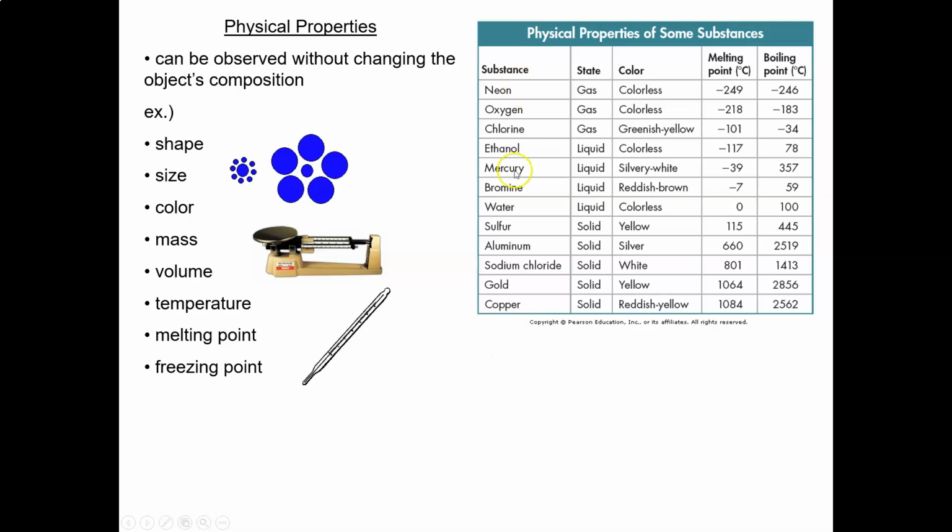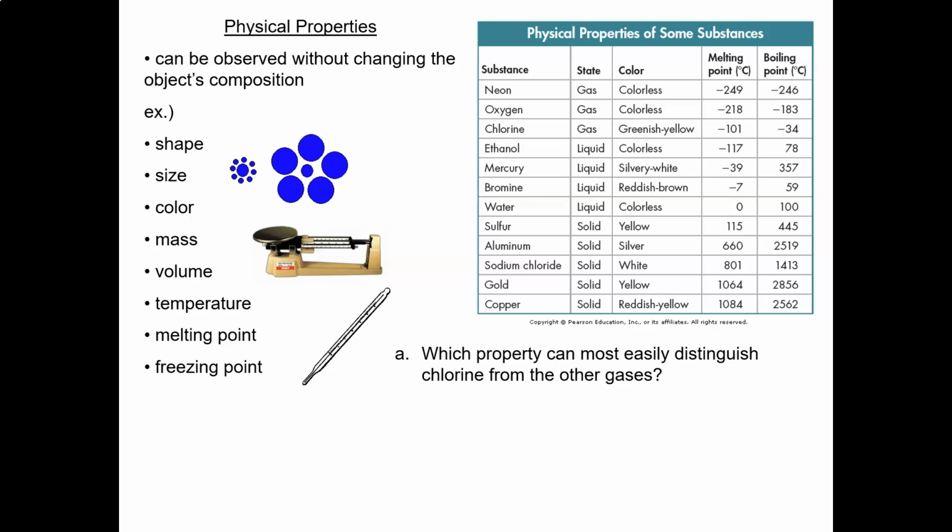Okay? So all of these substances have a listing of some physical properties. Their state of matter, whether they're gases or liquids or solids, what color they are, what their melting point is, and what their boiling point is. So if you observe this table, you look through all of the information on here. Let's see if we can answer a few questions about what we see here.